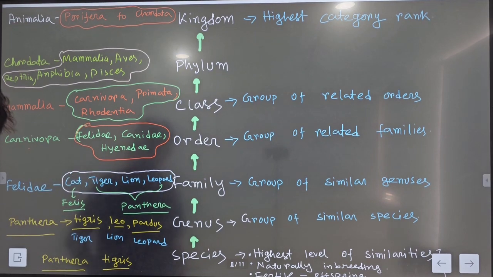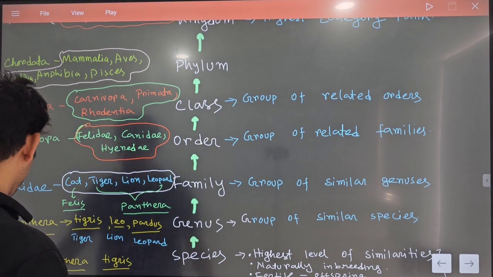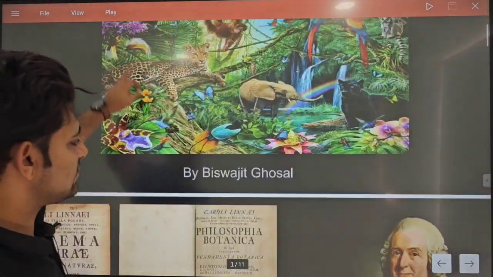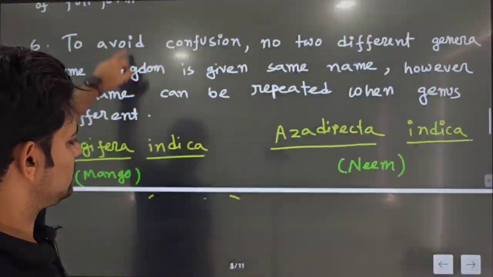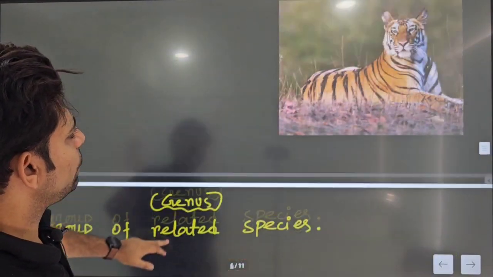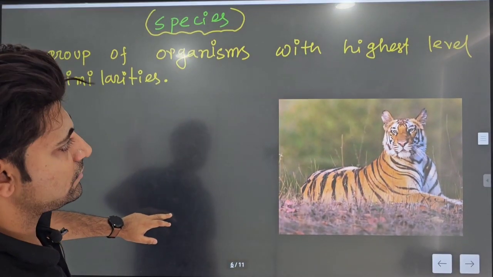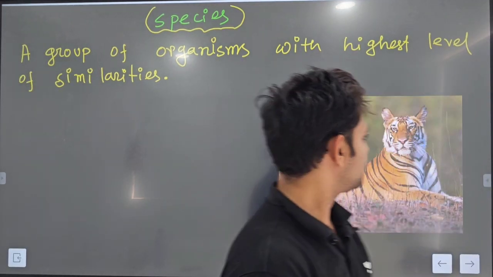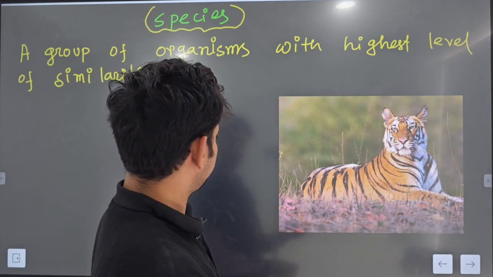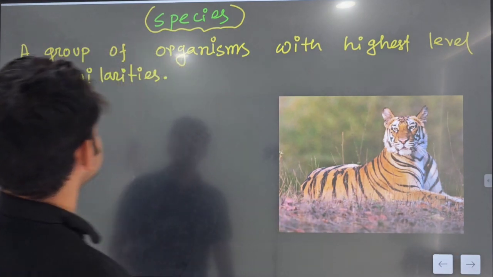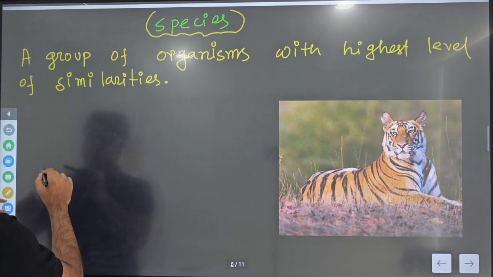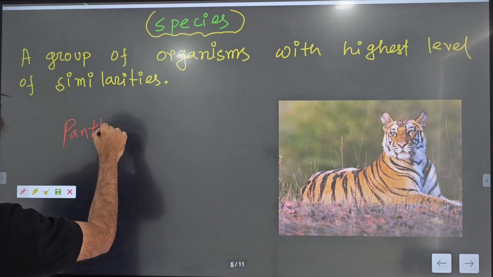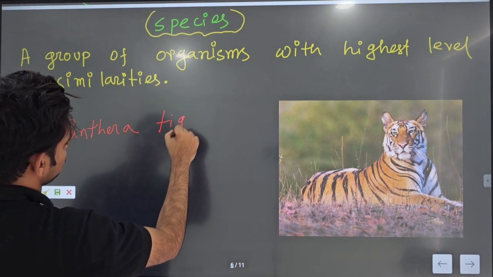Now we will try to understand with some real life examples what classification actually is and how it happens. So we start with the lowest category, species. For tiger, what is the taxon against species? Panthera tigris.